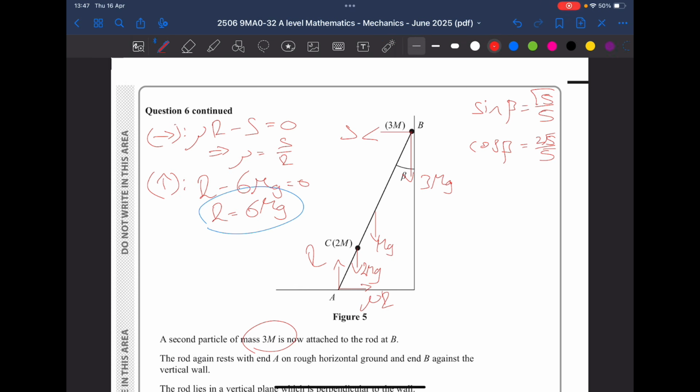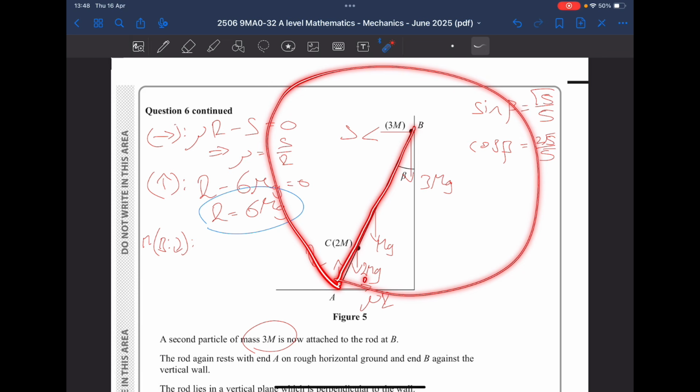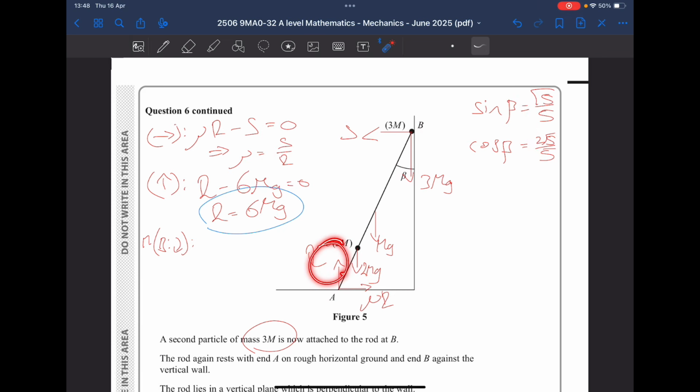So moments, where's some space? We'll do it here. Moments around B, clockwise being positive. It can be a bit weird thinking from up here how it's spinning. So let's think about what clockwise means. Clockwise means this way. So R is doing the clockwise stuff. How far away is R? It is 2a away. So we need 2aR.